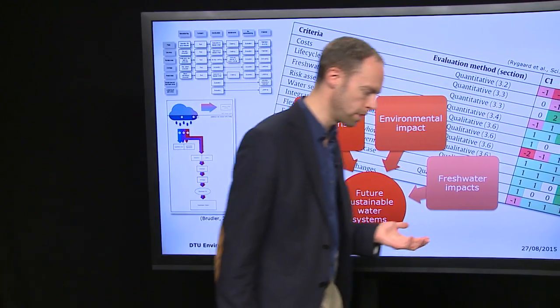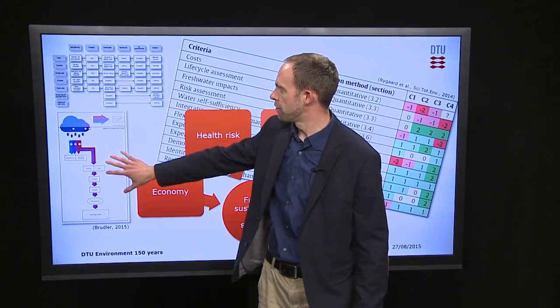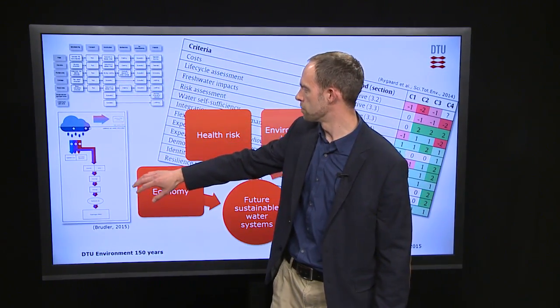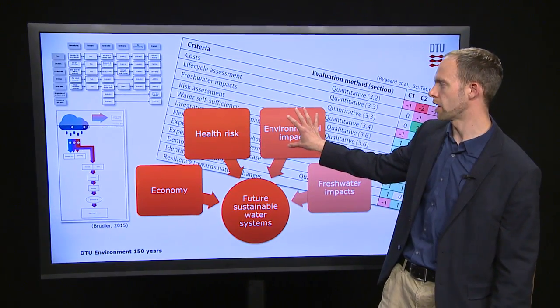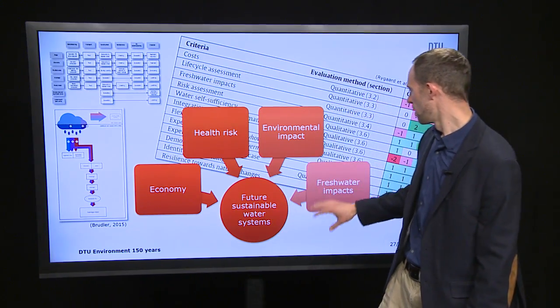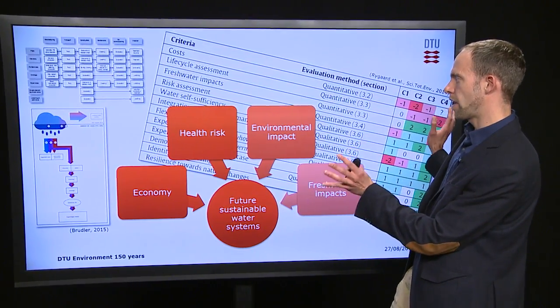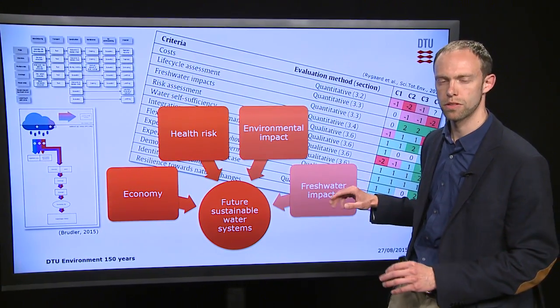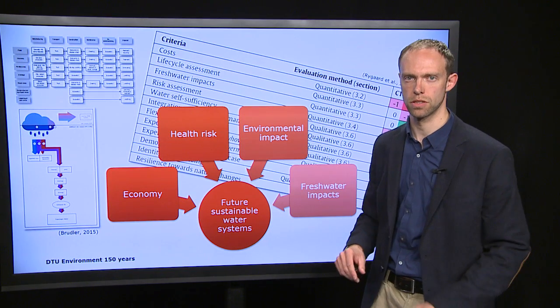This was just one example of how we are using models of the physical water systems to tell us something about impacts on health and environment, but we use the same for impacts on economy and, for example, freshwater impacts. And we can gather these in multi-criteria assessments to say something about the performance of the future water systems.